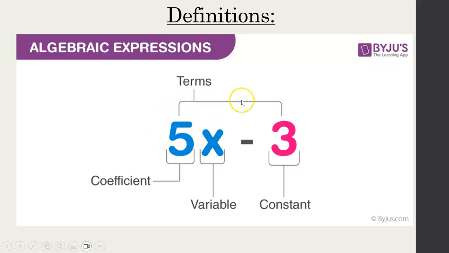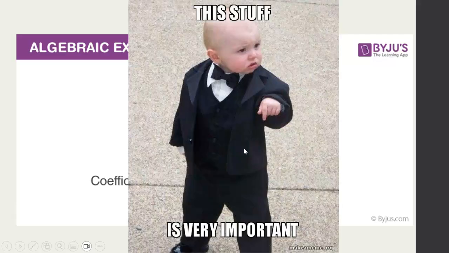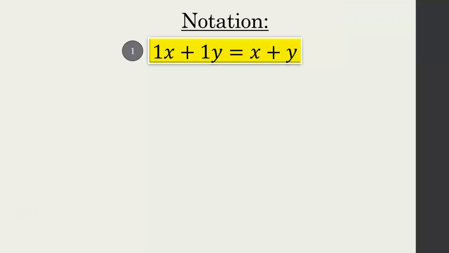These things altogether are called terms. So 5x would be one term, minus 3 would be another term. If I had plus 7y, that would be another term. These individual bits are called terms. So it's important to know these because I'll be referring to all these different names throughout the lesson, so you have to know what they are.